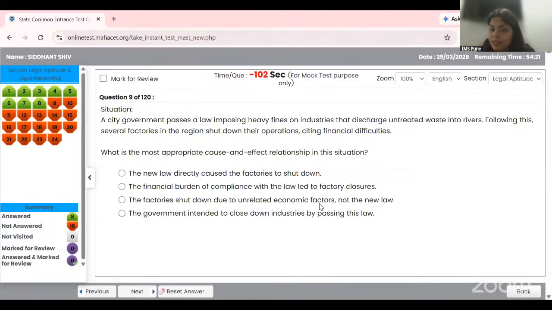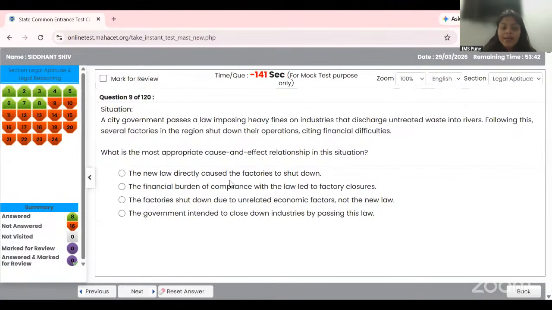It is not unrelated economic factors, because when you are going for treatment of waste before you discharge it, of course there are financial obligations involved, right? Which was imposed by the law. Last, government intended to close down the industry by passing the law. That was not the intent. The intent of the government was to make sure that the factories are not discharging untreated waste. So we can directly eliminate options C and D because they go against what is given in the question. Now let us come to these two options.